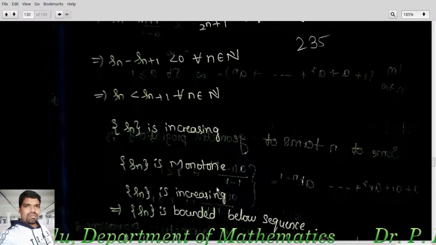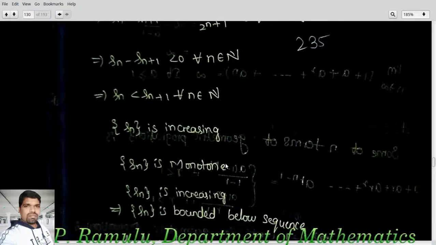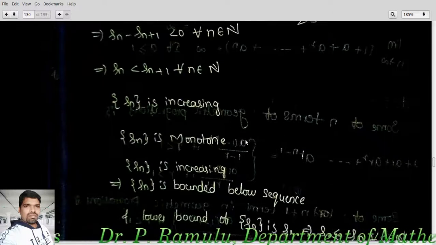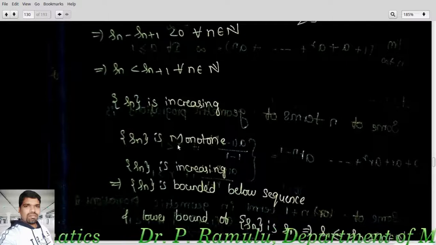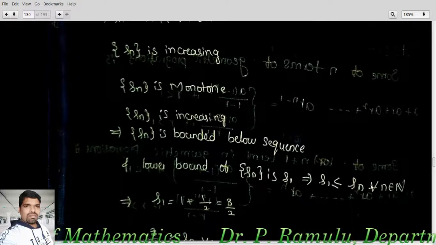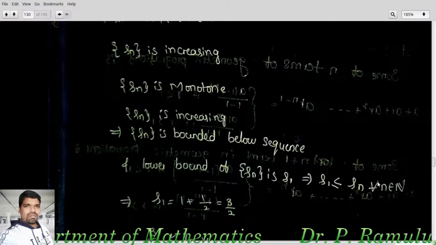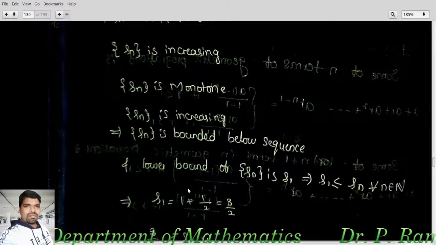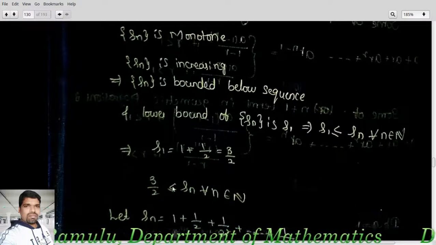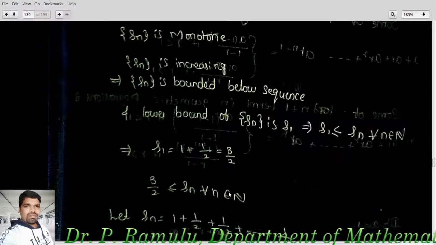We know that if Sn is increasing or decreasing, then Sn is monotone. Since Sn is increasing, it is a bounded below sequence, because it has a lower bound. The lower bound of Sn is S1, which implies S1 is less than or equal to Sn for all n belonging to N. S1 is equal to 1 plus 1 by 2, that is 3 by 2. So 3 by 2 is less than or equal to Sn for all n belonging to N.